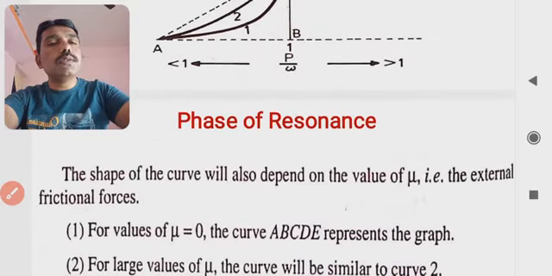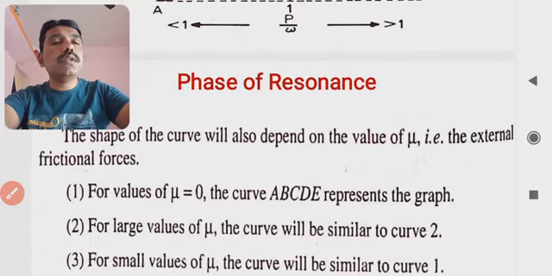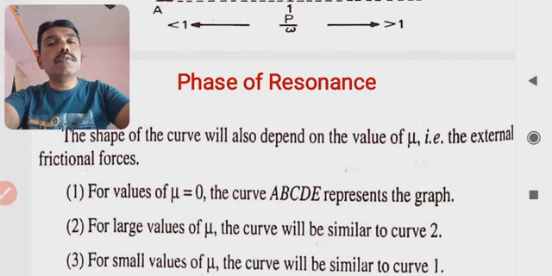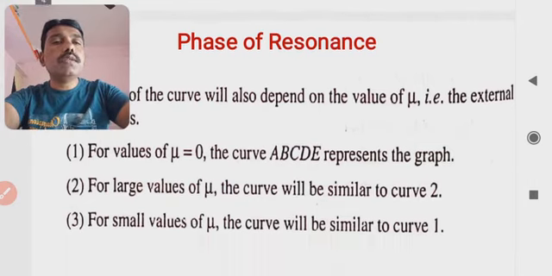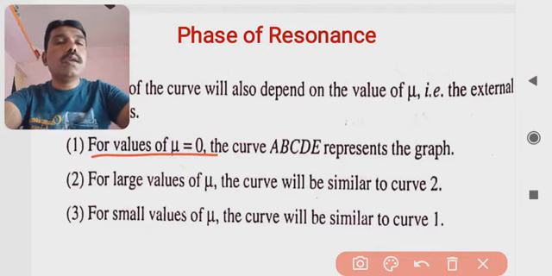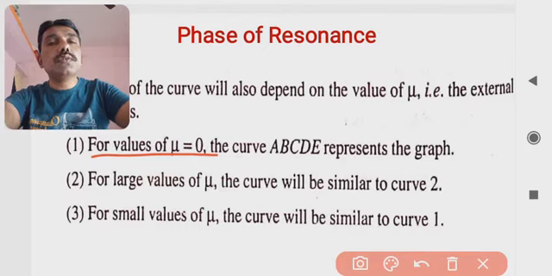See, in this case the shape of the curve also depends upon the values of mu. No doubt the external frictional force is mu. When the frictional forces are absent, that is mu is 0, at that stage the curve will be ABCDE. The graph will look like ABCDE.